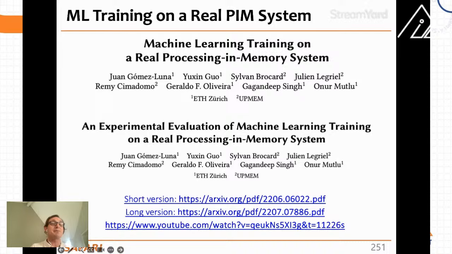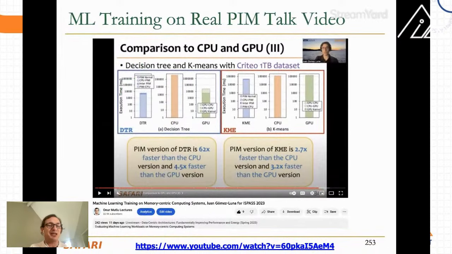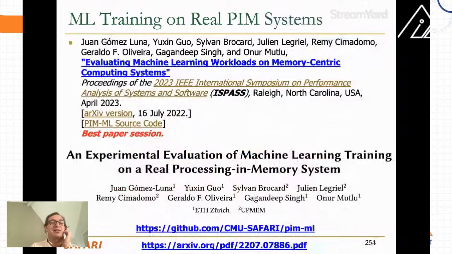So we look at more classical machine learning algorithms, and we show that if you optimize your classical machine learning algorithms like k-means clustering, decision trees, etc., you need to optimize your data representation. You need to use lookup tables. You need to optimize data placement and layout. And if you do all of these, you can actually outperform CPUs and GPUs significantly. So this is promising. Even on a system that cannot do very good multiplication, you can still improve performance over existing CPU and GPU on classical machine learning. And if you want to learn more about that, Juan has talks on this topic. And we presented this paper at the ISPASS conference last year.